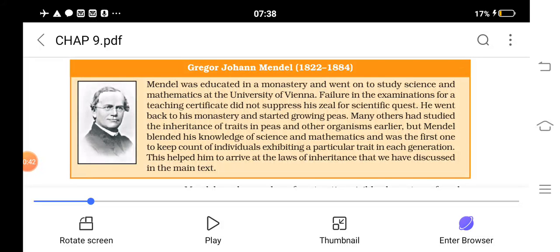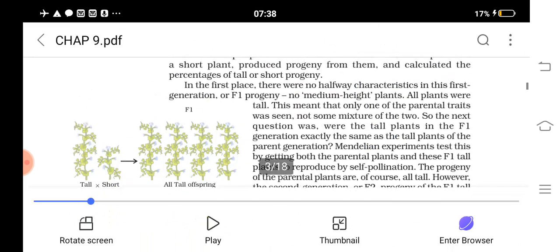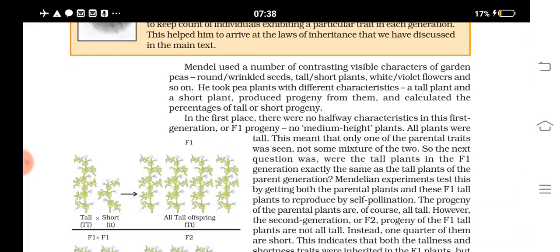So he worked on pea plants and noticed some patterns that are followed in inheritance, and he formulated certain rules. As I told, these rules are still applicable to all inheritance patterns, wherever characters are transferred from one generation to another generation. I told already that he took different characters with contrasting traits.